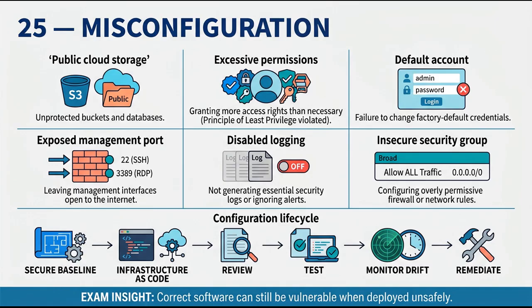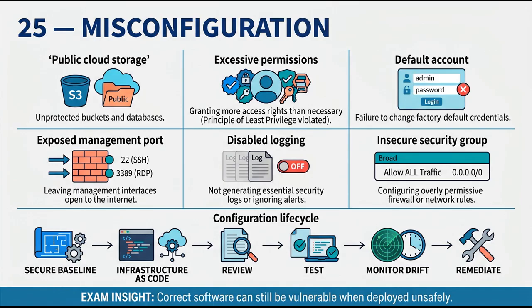Reduce risk with secure baselines, hardened templates, infrastructure as code, peer review, automated policy checks, configuration change control, and continuous drift detection. Defaults should be secure, and exceptions should have owners and expiration dates. Testing must examine effective access, not only the intended design.